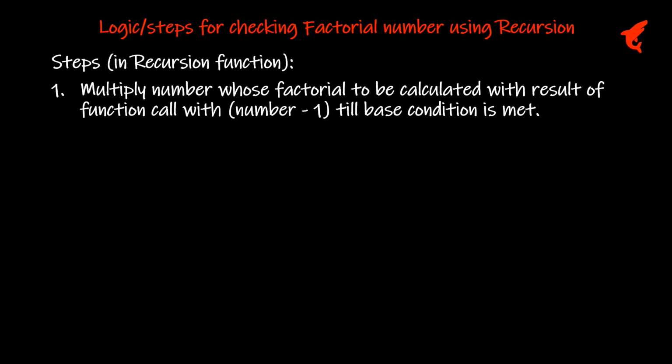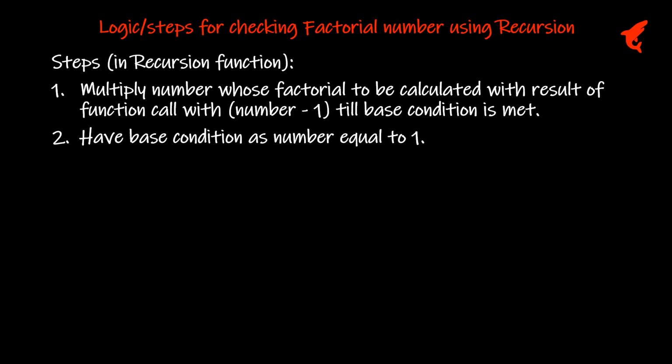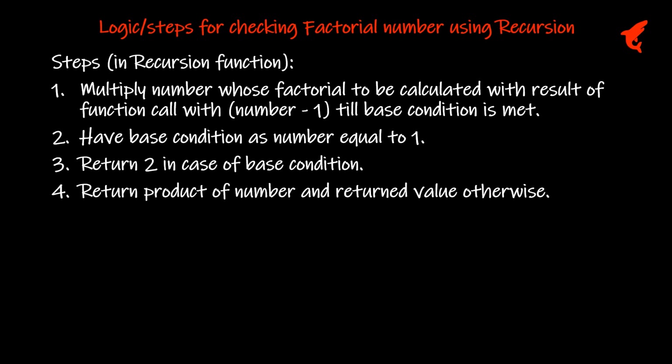And what is going to be the base condition? Number equal to 1. So when the value of number goes to 1, as we saw in our example, the base condition will be satisfied, and then we need not make any further function call. We will return a value in case of the base condition. Otherwise, we are going to return the product of the number value in that function call with the return value.